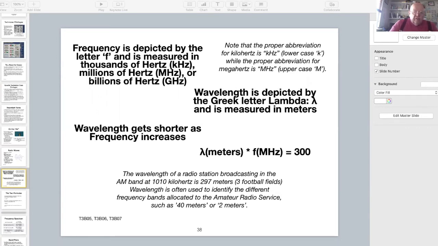There will be at least one test question that will ask you either what the wavelength of a particular frequency is, or what the frequency of a particular wavelength is. Take a moment to read through the information on this slide.